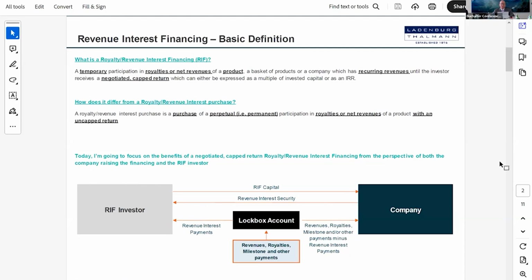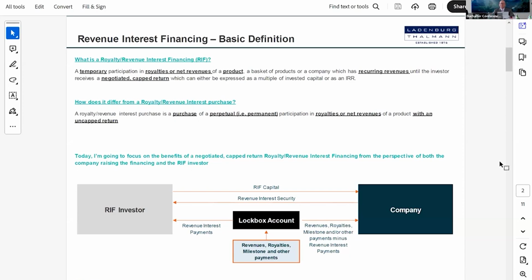Basically, the difference between a royalty and a revenue interest is that a royalty already exists because of a license agreement. So think of a small biotech company that develops a product and they license it to Pfizer. Pfizer markets it. Pfizer pays the company that developed it a royalty on every dollar of sales, 5% of sales, 8% of sales, whatever. Revenue interest is where a company is just basically marketing its own product. It's not receiving a royalty from anybody.